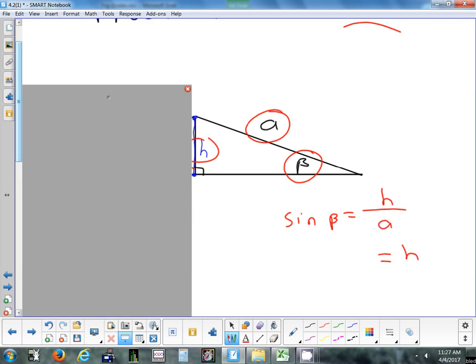Okay. And in order to get the height by itself, how would I move A to the other side? It's exactly the same thing I just did on the other side. So now I have a different formula to find the height: A times the sine of beta. Any questions on that?